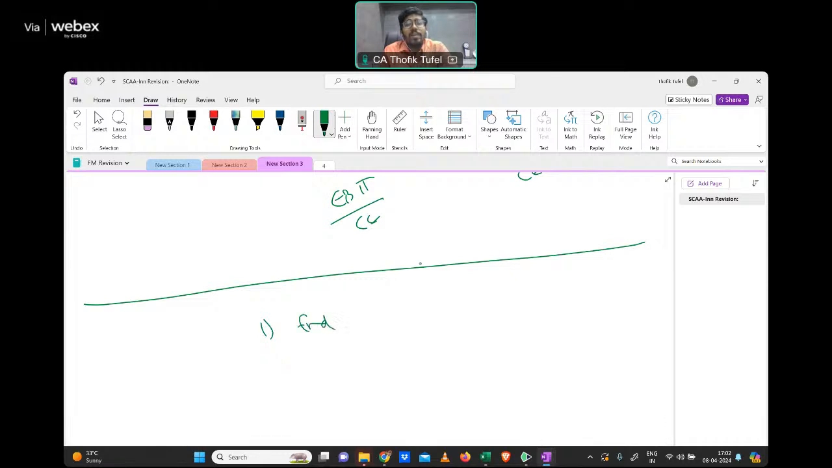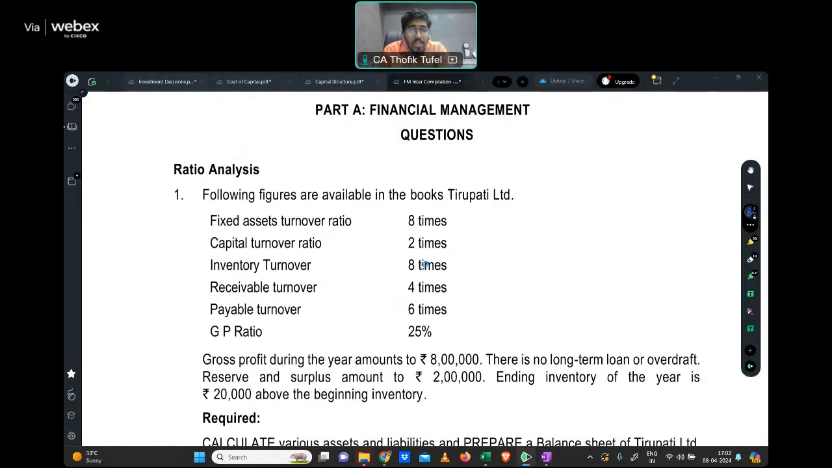First, find where absolute numbers are given. Absolute numbers are direct numbers that they give. Now here see, where are direct numbers given? Gross profit, a direct number is given. Reserves and surplus, a direct number is given. So wherever direct numbers are given, focus on that first.